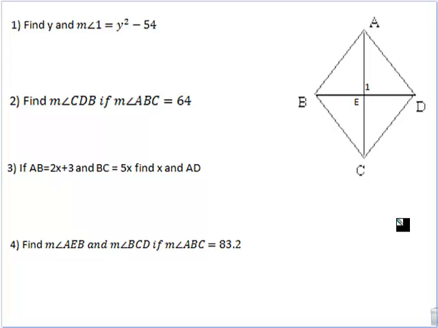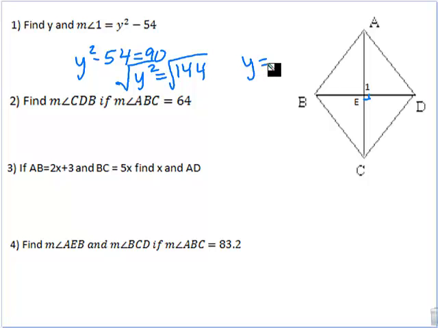Why can we equal this to 90? Yeah, the diagonals here are perpendicular. That's one of the properties of a rhombus, that the diagonals are perpendicular. So it tells us angle 1 has to be equal to 90. So y squared minus 54 is equal to 90. How would you solve this? I would probably add the 54. So 90 and 54 gives you 144. So take the square root. So what's your y? 12.